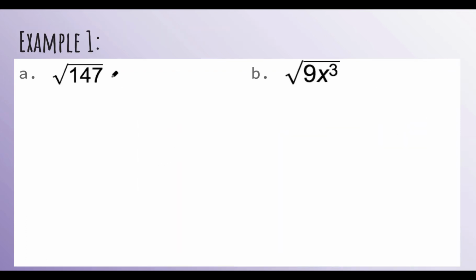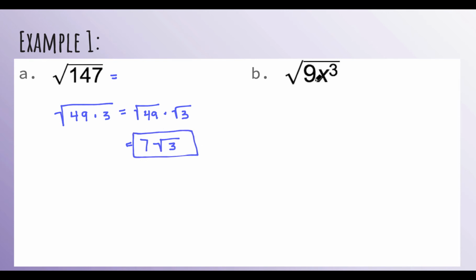Okay, let's go to example 1. We have the square root of 147. We can rewrite 147 as a product of its factors. So 147 factors to 49 times 3. We can use our product property of square roots, and we have the square root of 49 times the square root of 3. Well, 49 is a perfect square, so this is 7 times the square root of 3.